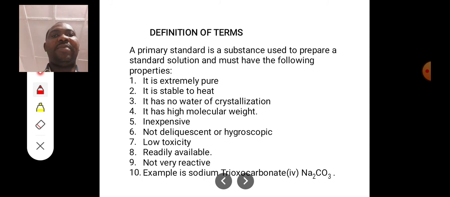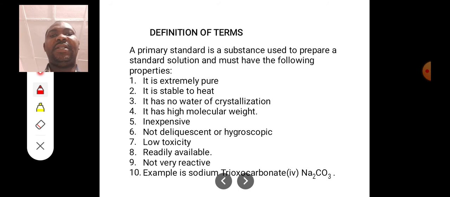So here we look at primary standard. What is a primary standard? A primary standard is a substance that is used to prepare a standard solution, and it must have the following properties. Number one, it is extremely pure. Number two, it is stable to heat. It's not something that decomposes easily when heated. Number three, it has no water of crystallization. Number four, it has high molecular weight. Number five, it is inexpensive. You can easily get it.